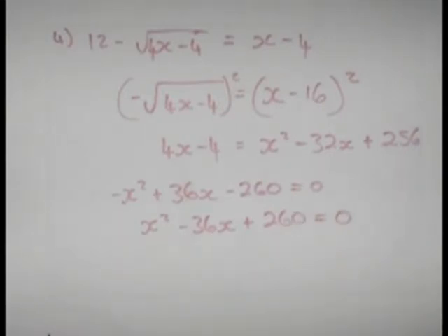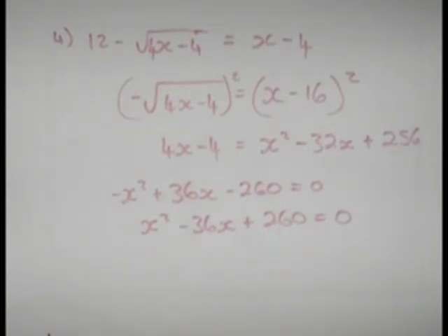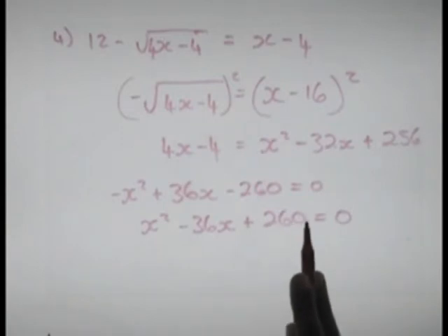I divided through by a negative. I can't just divide that first term by a negative; I have to divide them all. This does look very difficult to factorize, but it's not that bad. What are the factors of 260 that can give me negative 36?